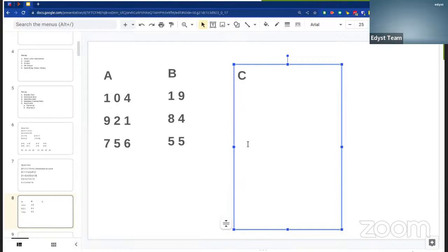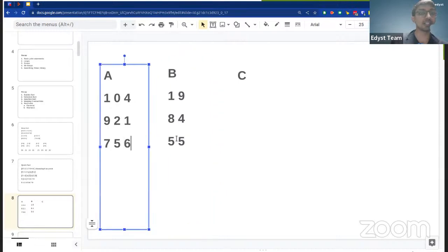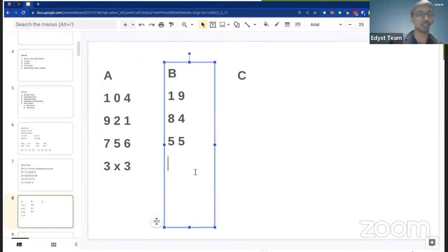Number of columns of this should be equal to number of rows of this. Meaning, if I write it like this, what are the dimensions of this A? Can you tell me the dimension? 3 by 3. And dimensions of this is 3 by 2. It means that the middle should be equal. 3 and 3 should be equal. If this is equal, then multiplication is possible. This 3 and this 3 equal means multiplication is possible.